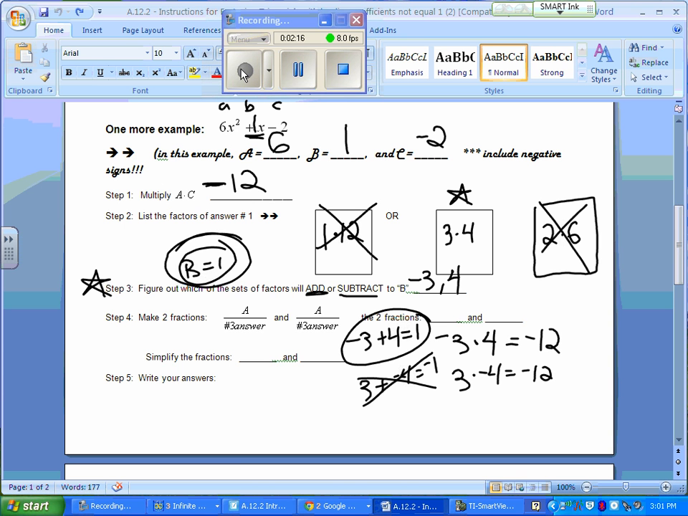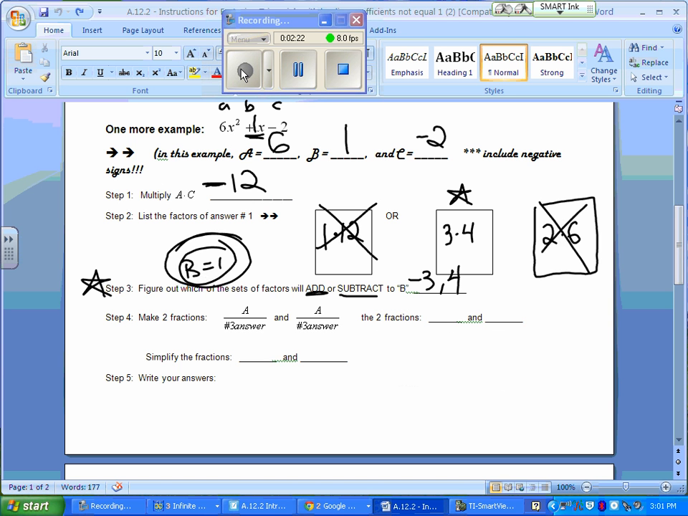I'm listing them like an ordered pair, but they're not an ordered pair. I just need a way to say I'm using a negative 3 and a 4. So I list them with a comma, but they aren't ordered pairs.